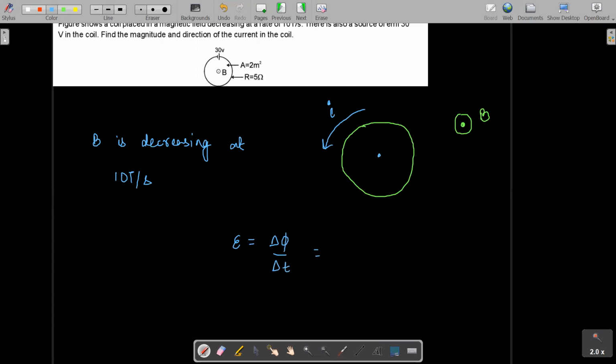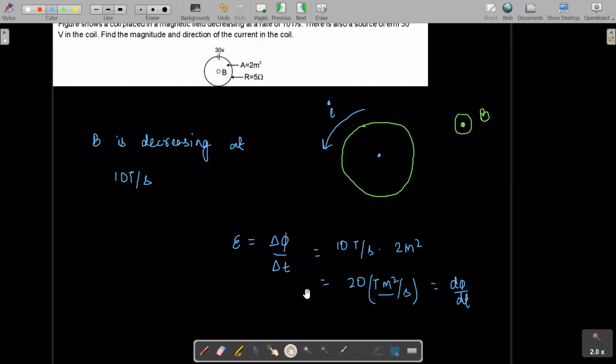So how much will it be? 10 Tesla per second into 2 meter square. It will be 20 Tesla meter square per second. Tesla meter square is Weber. Weber per second, it is d phi upon dt, the same as the unit of d phi upon dt, right?